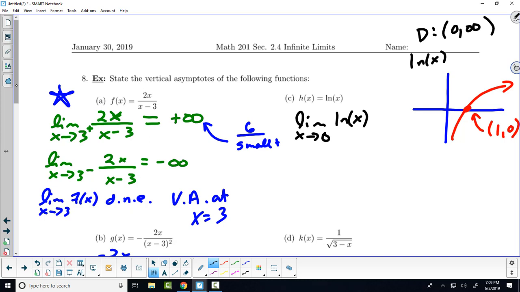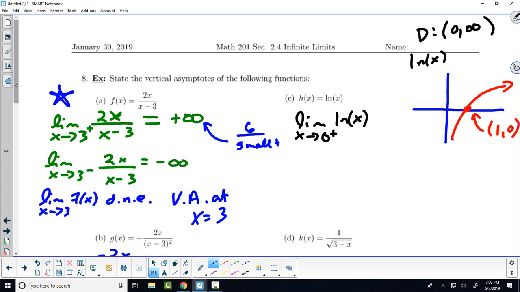Wait a minute. What's the boundary? 0. Can I approach 0 from either direction? No, because I can only take domain values from where? From the right. It only makes sense to do domain values from the right. Does that make sense? Yeah. I'm just confused on that last one.